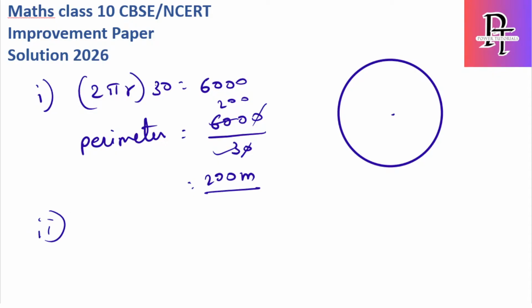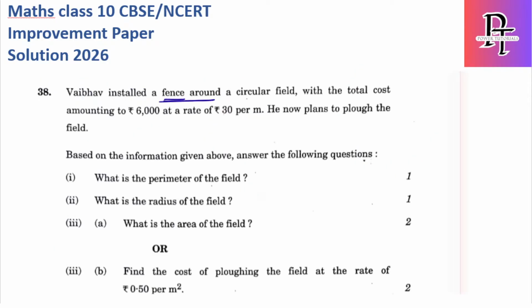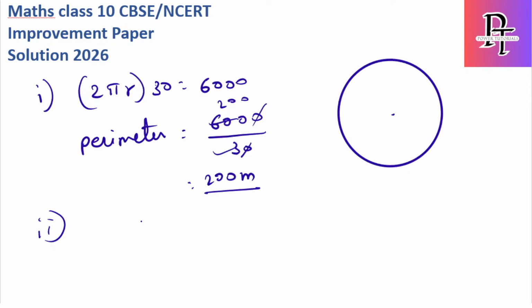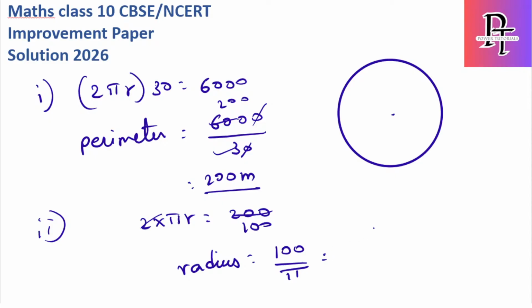What about the second one? Radius of the field. For this we have to use the formula again. 2 into pi into r is equal to the perimeter, which is 200. So we'll get the radius value equal to 100 by pi. If they want it in decimals, I will use 22 by 7. So 2 11s, 2 50s. So it is 350 by 11.